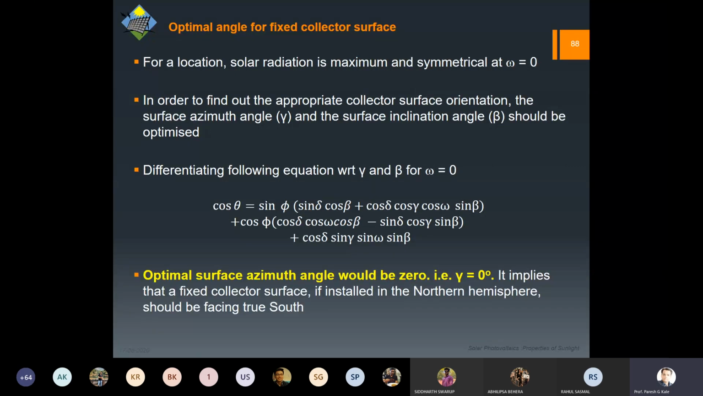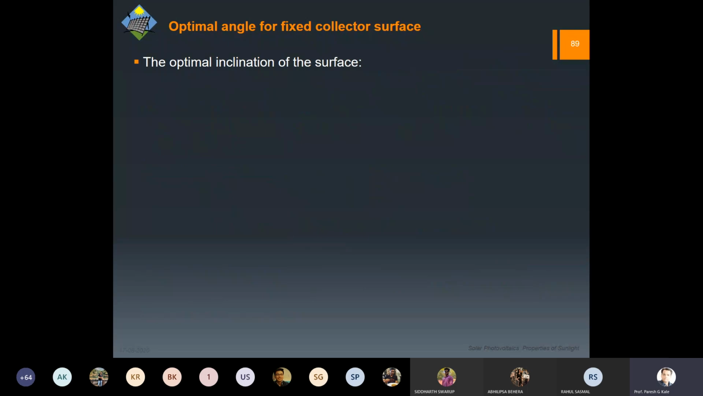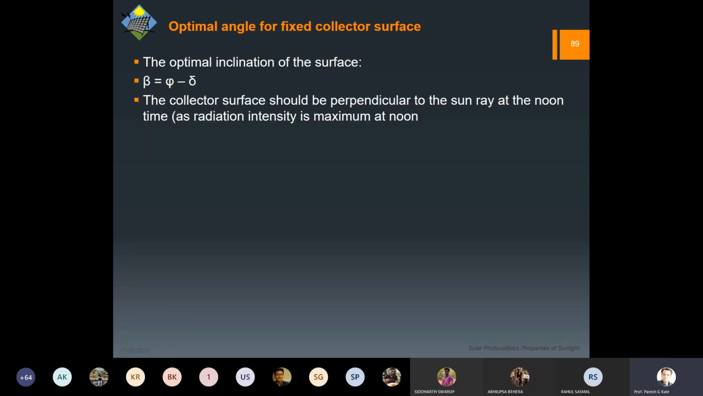And further, suppose we are installing the panel in the northern hemisphere. Again, we know that gamma is also equal to 0. So you can take these two factors into account. You can get the expression for cos theta in terms of beta, phi, and delta, and then you can differentiate it, and you get the condition for the optimal inclination, and it comes out to be beta equal to phi minus delta. Now, what is this phi? Phi is the latitude, and delta is the declination angle. So the collector has to be perpendicular to the sun ray, so that we obviously get the maximum.